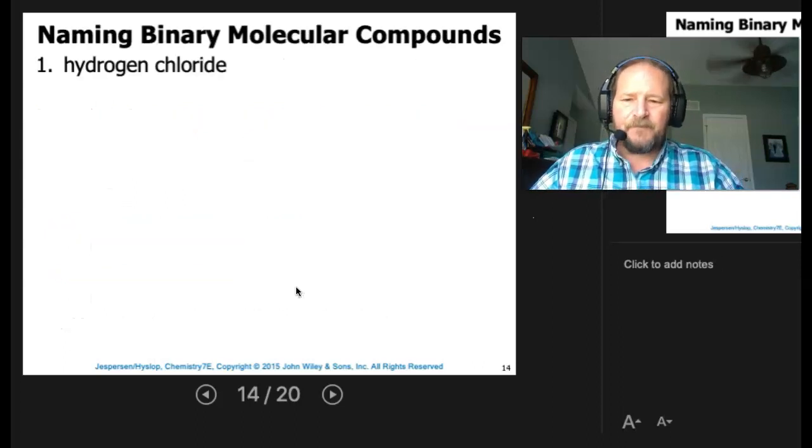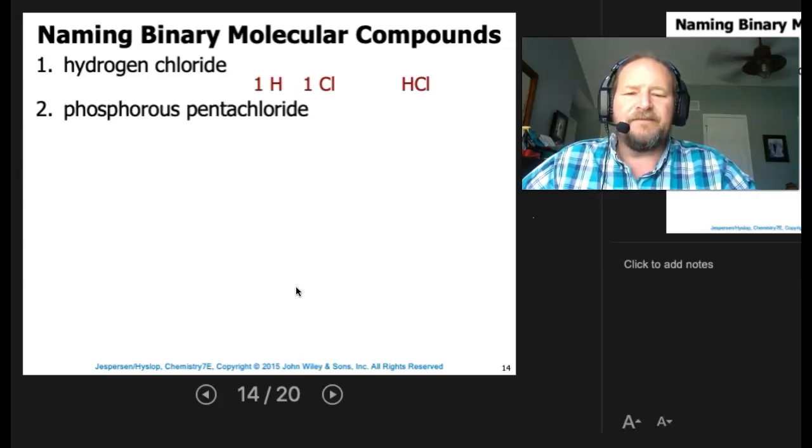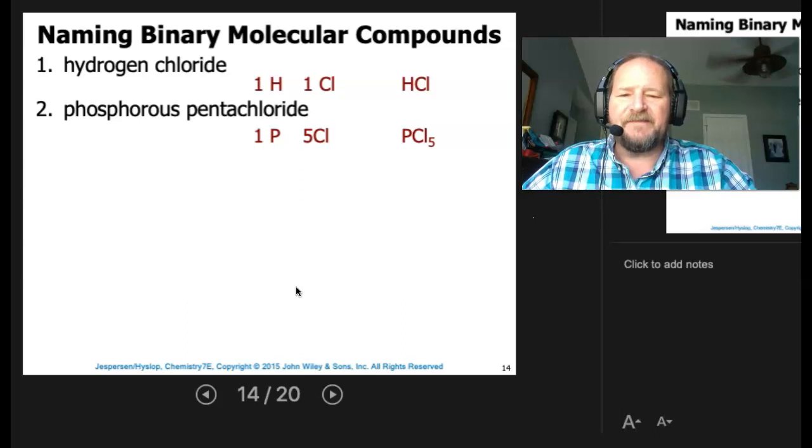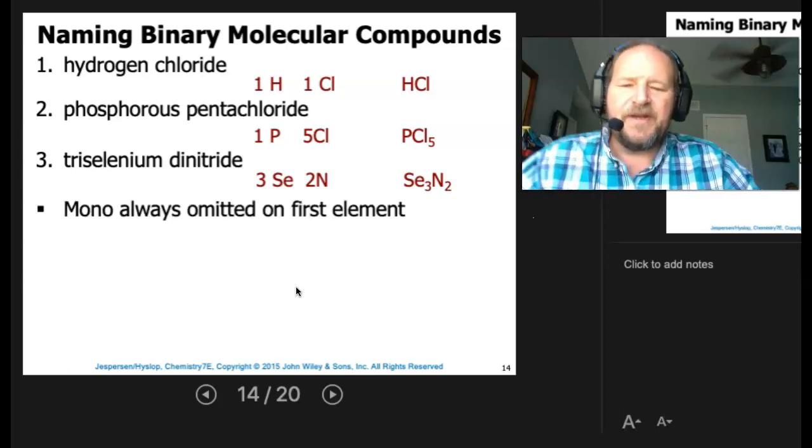Now, how do I do this then? Well, we have hydrogen chloride, so we have HCl. Right? Phosphorus pentachloride, so we have phosphorus. And then pentachloride is 5 Cls, and so PCl5. Triselenium dinitride. So that means I have 3 selenium, 2 nitrogens, Se3N2.